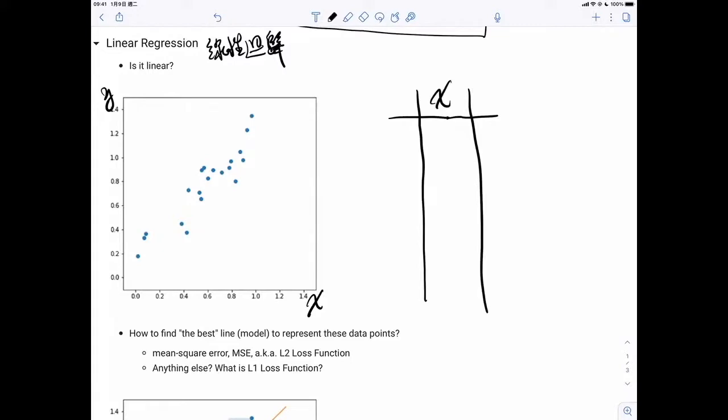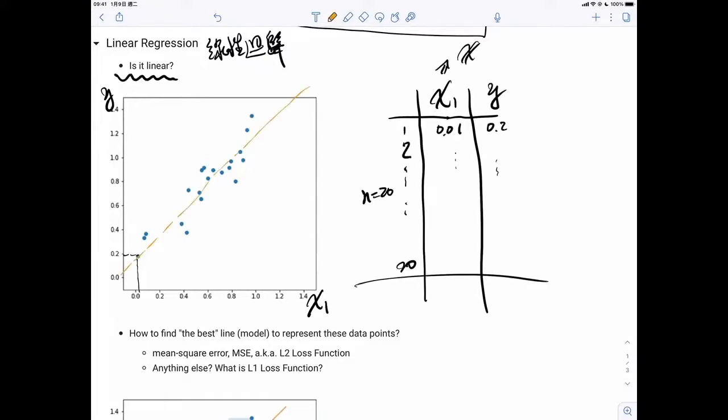So we have only one feature. We don't have n features. We have only one feature, and y is right here. For example, we have 20 data points in this figure. If we plot all those data points on the surface, human beings are very smart. So we can see that those blue data points are very close to this orange line.